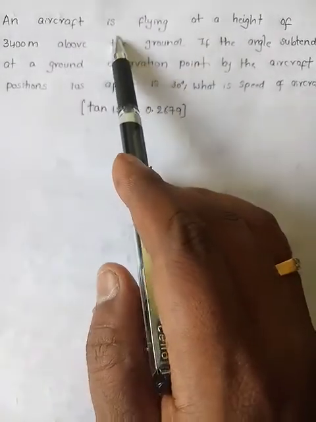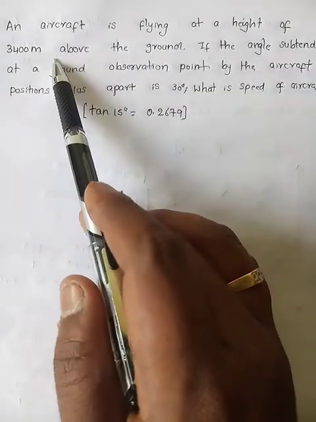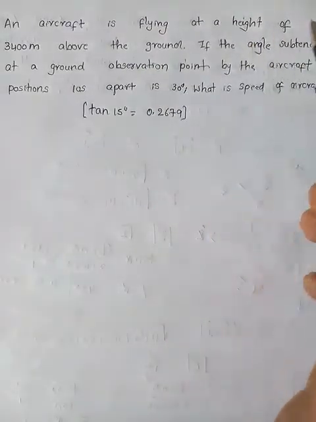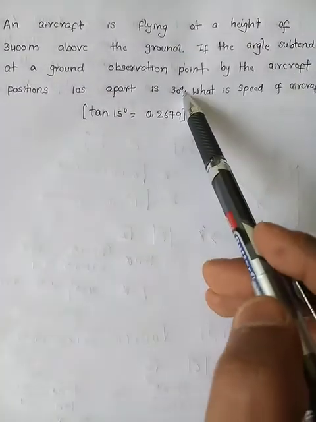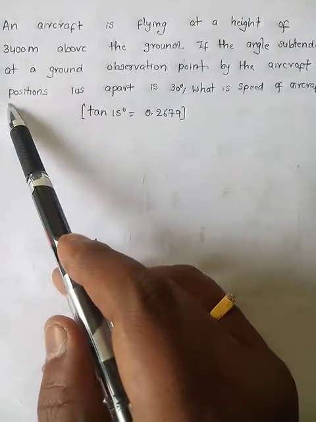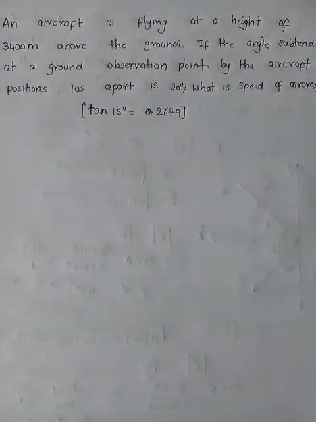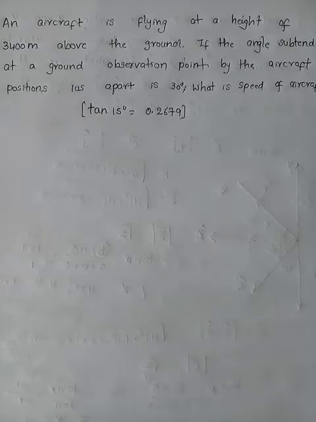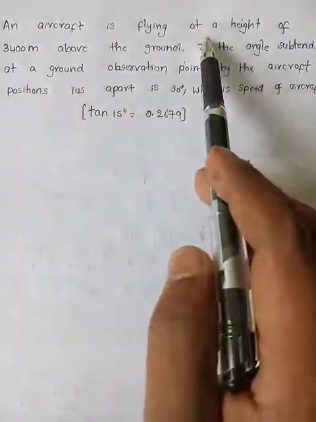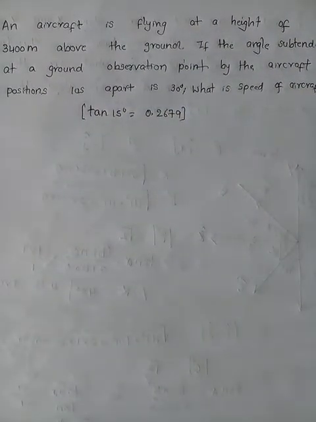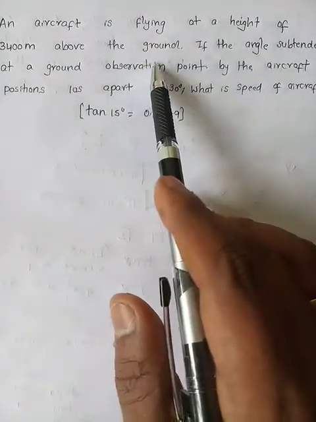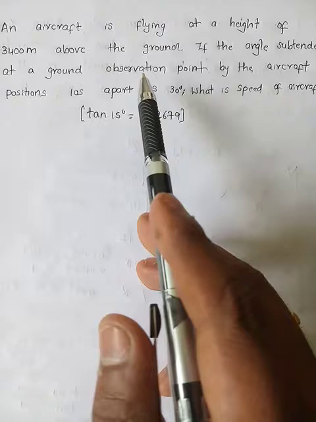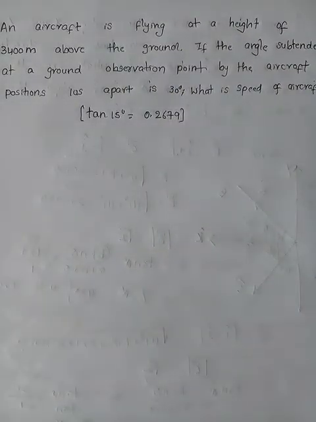An aircraft is flying at a height of 3400 meters above the ground. If the angle subtended at a ground observation point by the aircraft positions 10 seconds apart is 30 degrees, what is the speed of the aircraft? See, you should read the question again. There is an aircraft flying at a height of 3400 meters. If the angle subtended at a ground observation point by the aircraft positions 10 seconds apart is 30 degrees, then what is the speed of the aircraft?